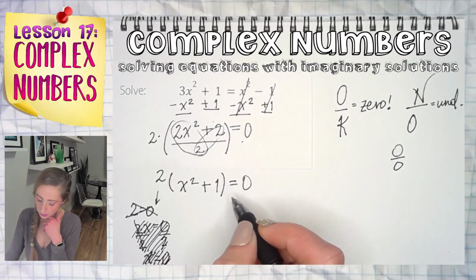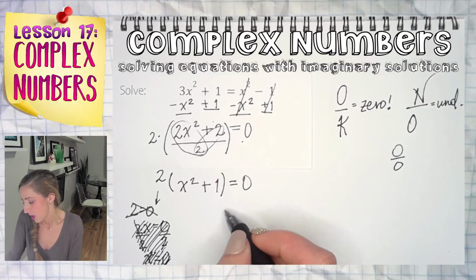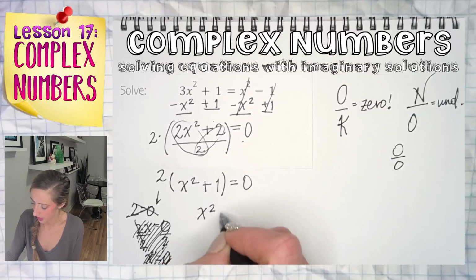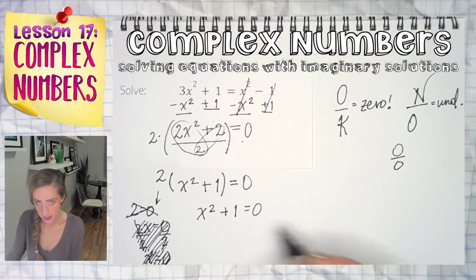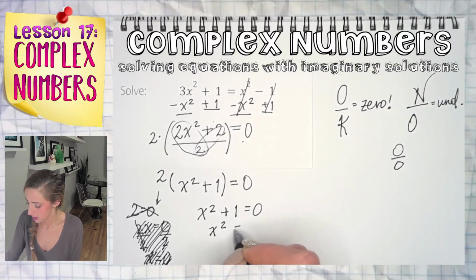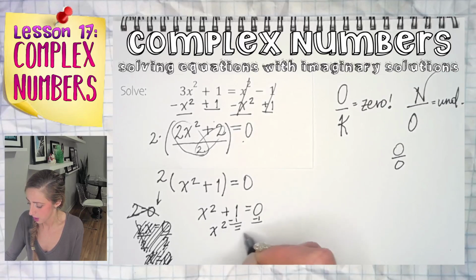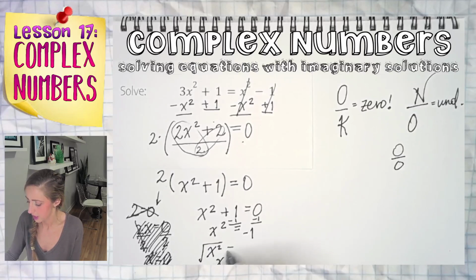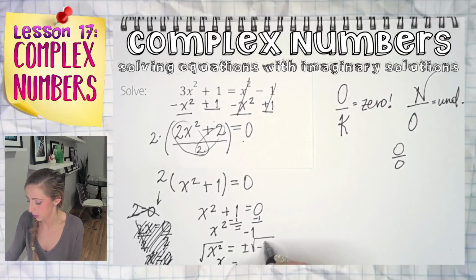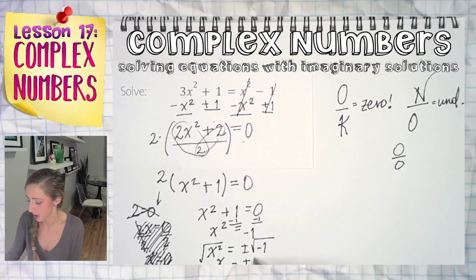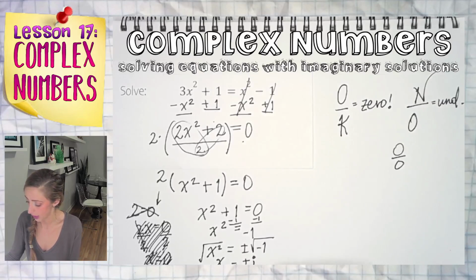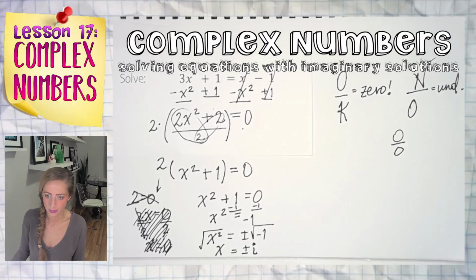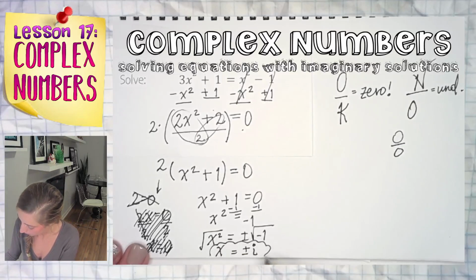Now here, I'm just going to solve by taking square roots because I'd rather have the time to show you that other scenario, okay? So x squared is equal to -1. Taking the square root, x equals plus or minus the square root of -1, which is just plus or minus i. That's it, okay? And we're done. Finito.